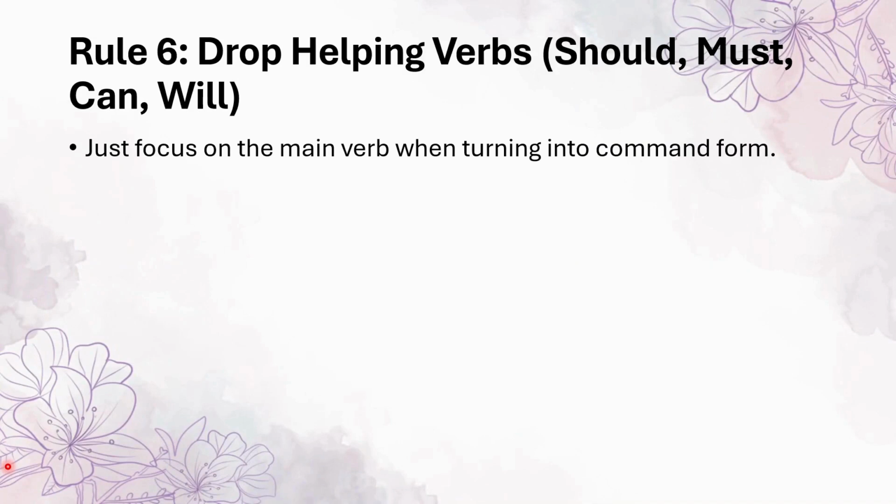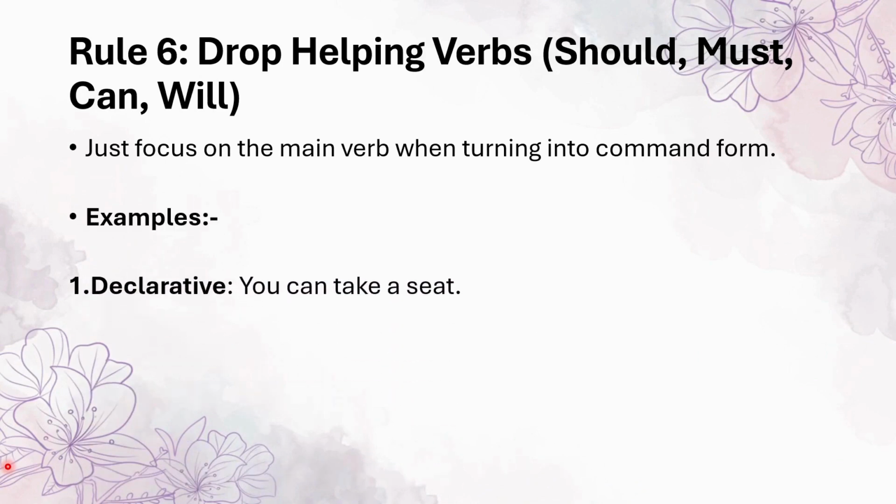But when we want to transform these sentences into imperative form, which gives a direct command or instruction, we drop these helping verbs and focus only on the verb, that is, the action word. This makes the sentence more direct and commanding. Let's look at some examples. "You can take a seat" becomes "take a seat." Here, "can" is a helping verb. It suggests permission, but in imperative form, we don't need it. We go straight to the action, "take." So it becomes a polite command.